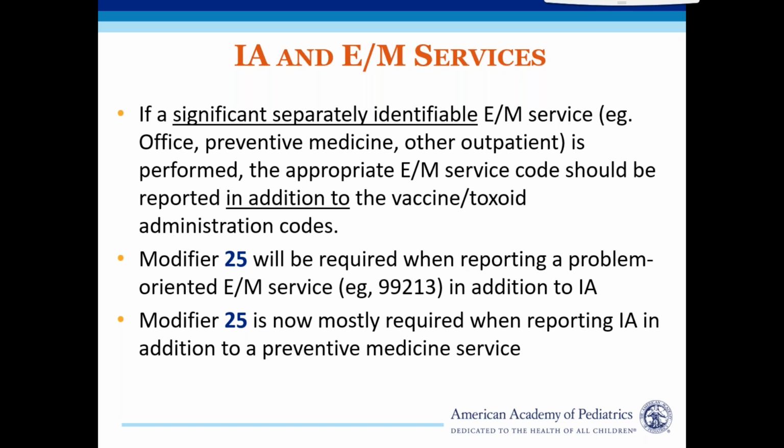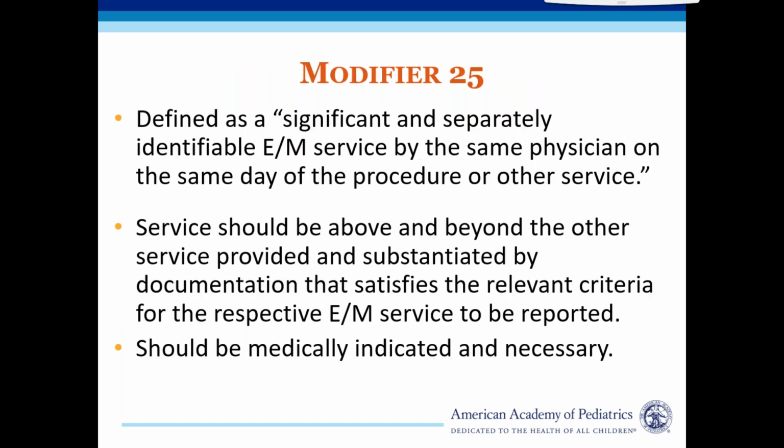So immunizations and your E&M services or your office visit services. When can you report the two together? So if a significant separately identifiable E&M service, for example, your office-based E&M service, they're here for a sick visit, a preventive medicine service, or some other outpatient visit is performed, the appropriate E&M service code should be reported in addition to the vaccine administration code. Modifier 25 will be required when reporting a problem-focused E&M service. And in addition, modifier 25 is now required, I think, for most payers when you're also doing a preventive medicine service. The 25 would go on your preventive medicine service.